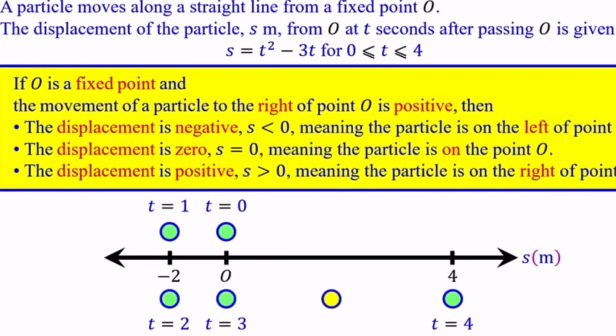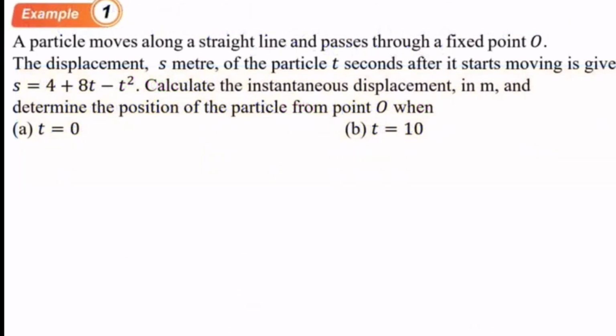So you must understand the concept first before you can proceed to solving the problem for the displacement of the particle in terms of the function of t. So let's see example 1. A particle moves along a straight line and passes through fixed point O. That is a very important keyword. The displacement s meter of the particle t second after it starts moving is given. Normally they will give you s equal to how many t's. That is the so-called function s in terms of t.